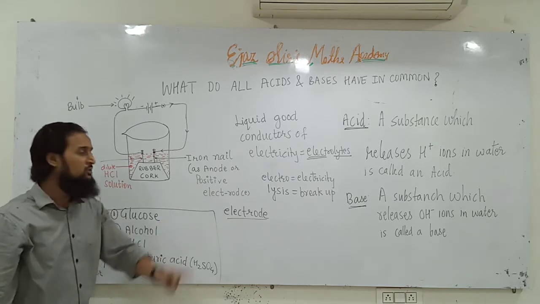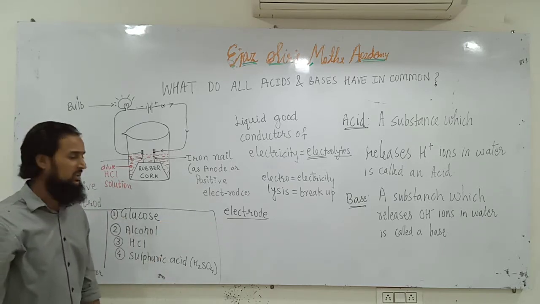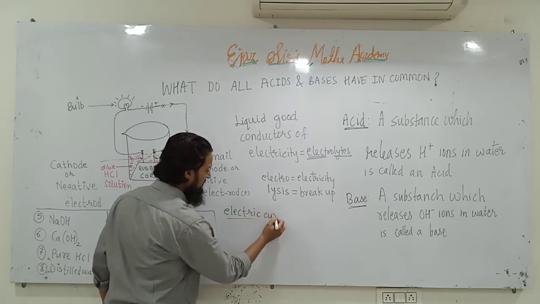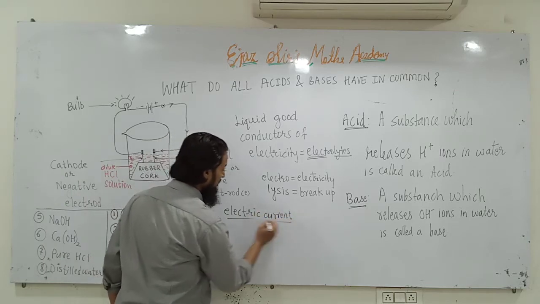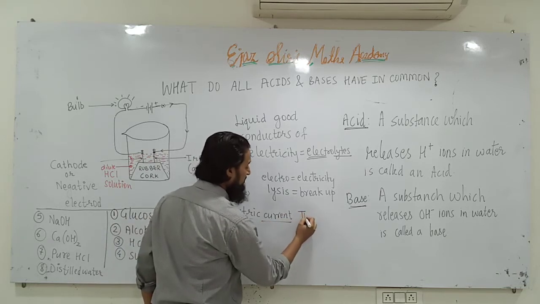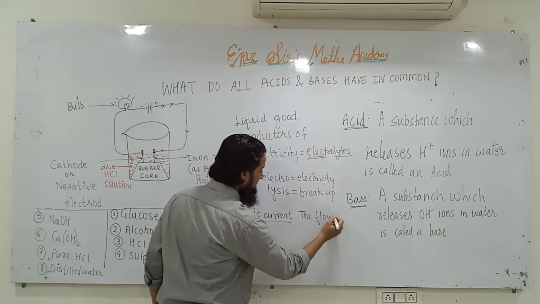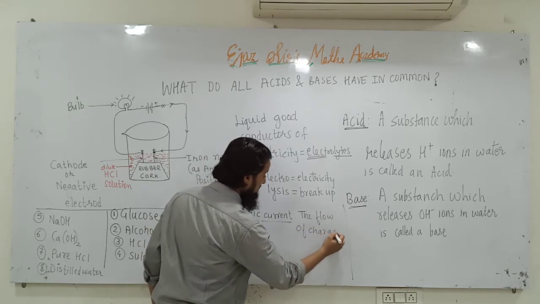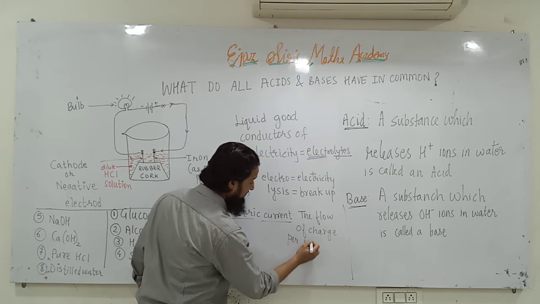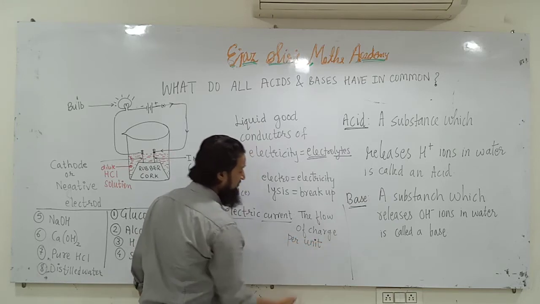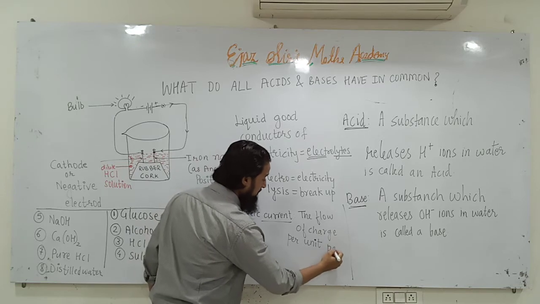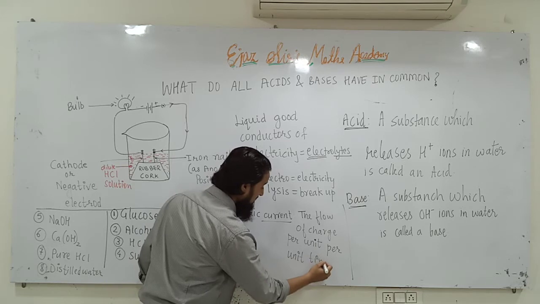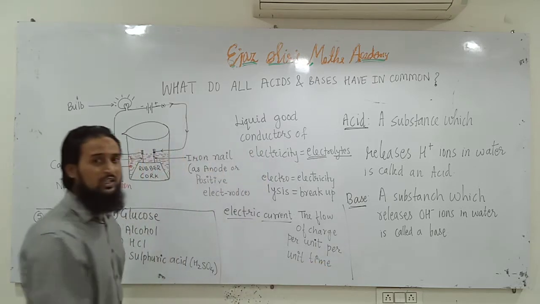The rate of flow of charge. We have studied the definition of electric current. What is the definition of electric current? Electric current is the rate of flow of charge or the flow of charge per unit time. I am writing the easier definition. The flow of charge per unit time. Per unit time is per second. How much charge flows in 1 second? The flow of charge per unit time is called electric current.